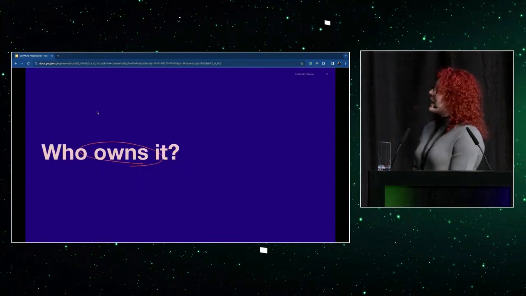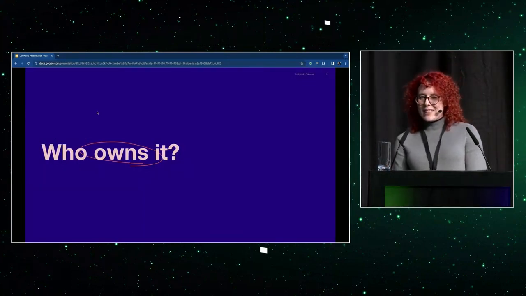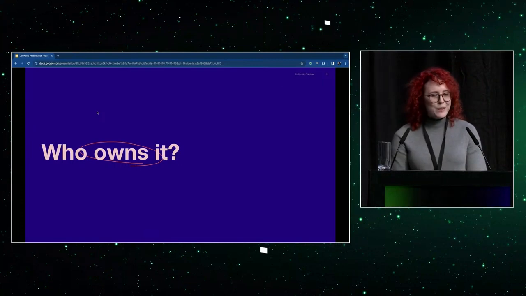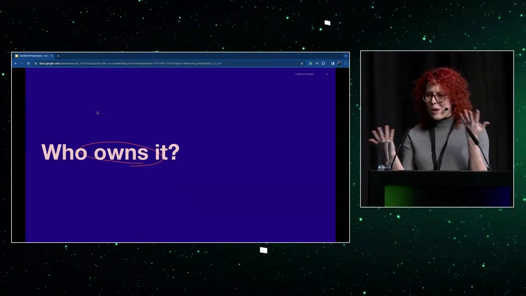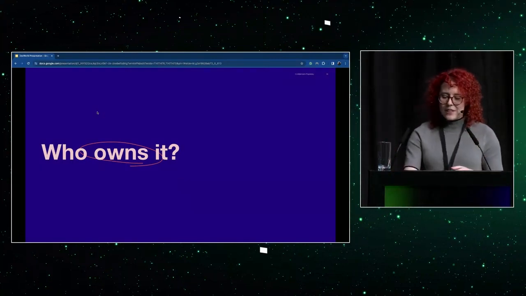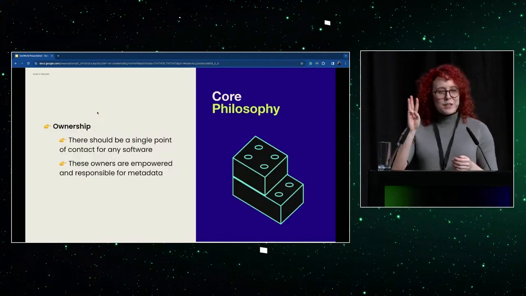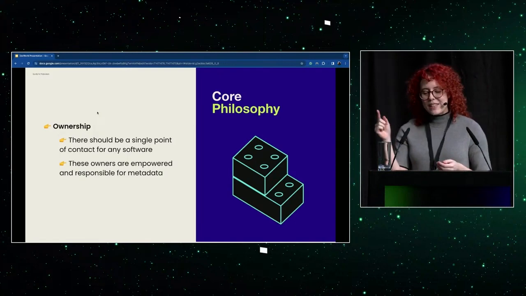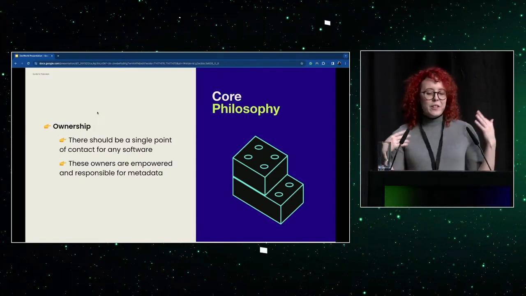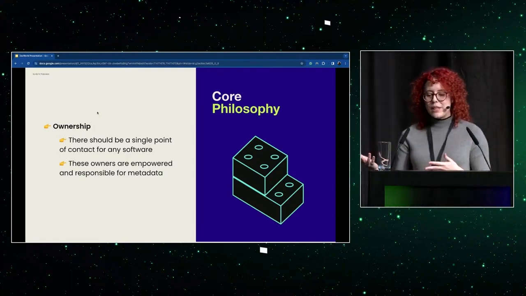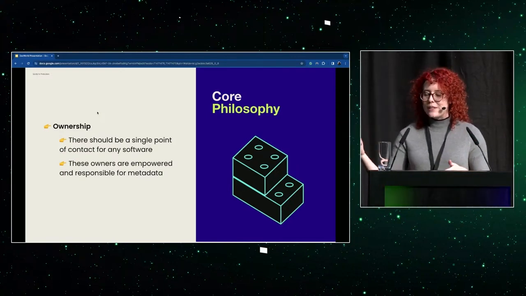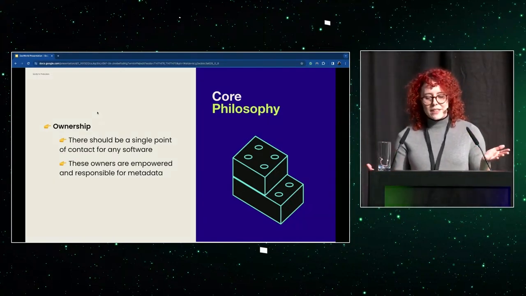So I think we can agree that 250 plugins is quite a lot. So who manages everything? Who owns those plugins? Well, that brings us to our core philosophy. It's a total of 3. And the first one is ownership. So for each piece of software at a company, we believe there should be a single point of contact. And they are the owners of the metadata around it.